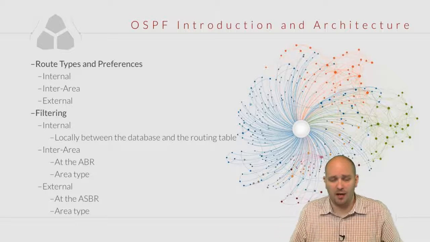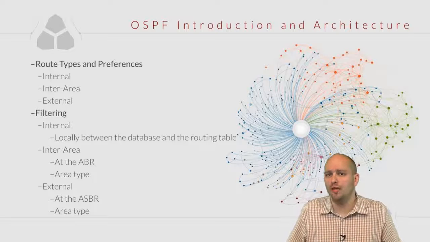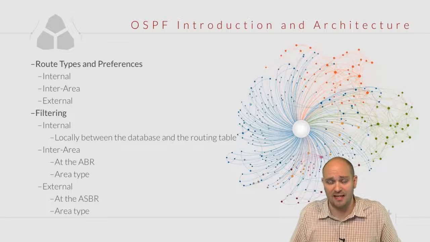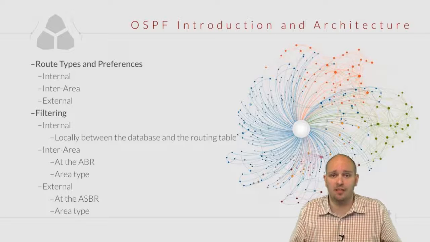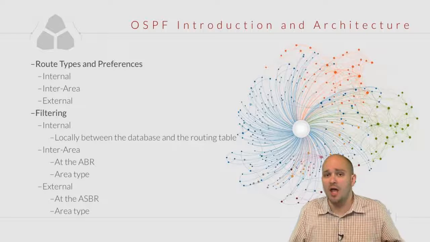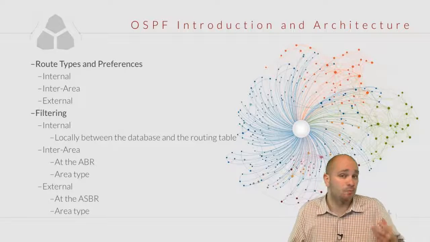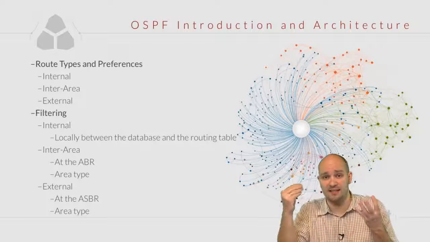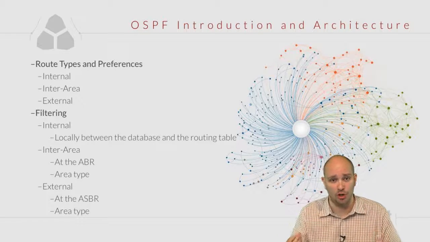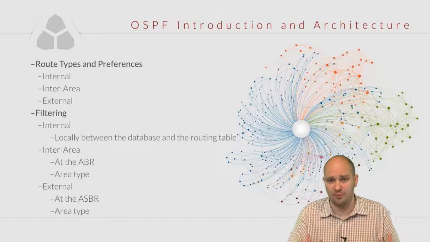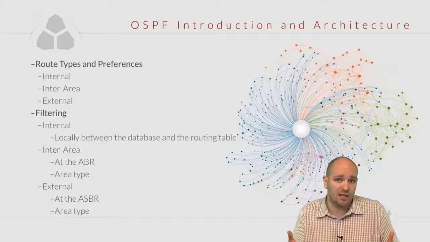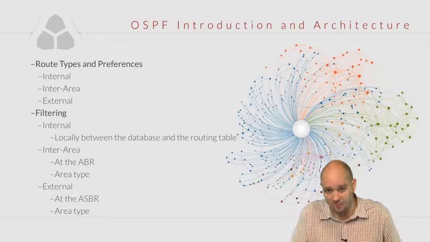The second preference is given to inter-area routes. Inter-area routes are carried by type 3 LSAs, and they are, generally speaking, the result of one ABR calculating routes based on type 1 and type 2 LSAs in one area, and then summarizing and sending this information into another area. The last preference is given to the external routes, and these are carried by type 5 or type 7 LSAs.